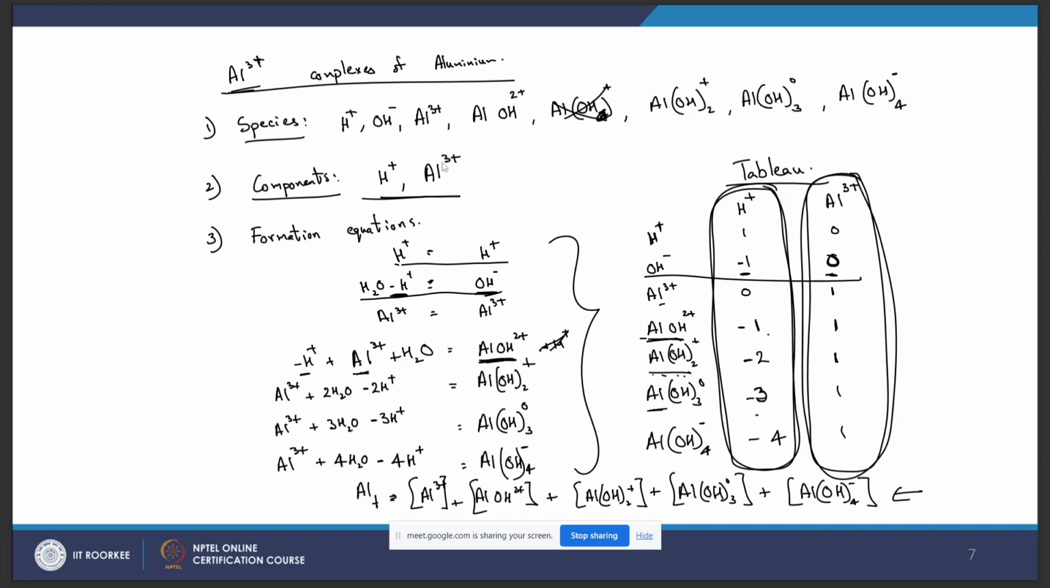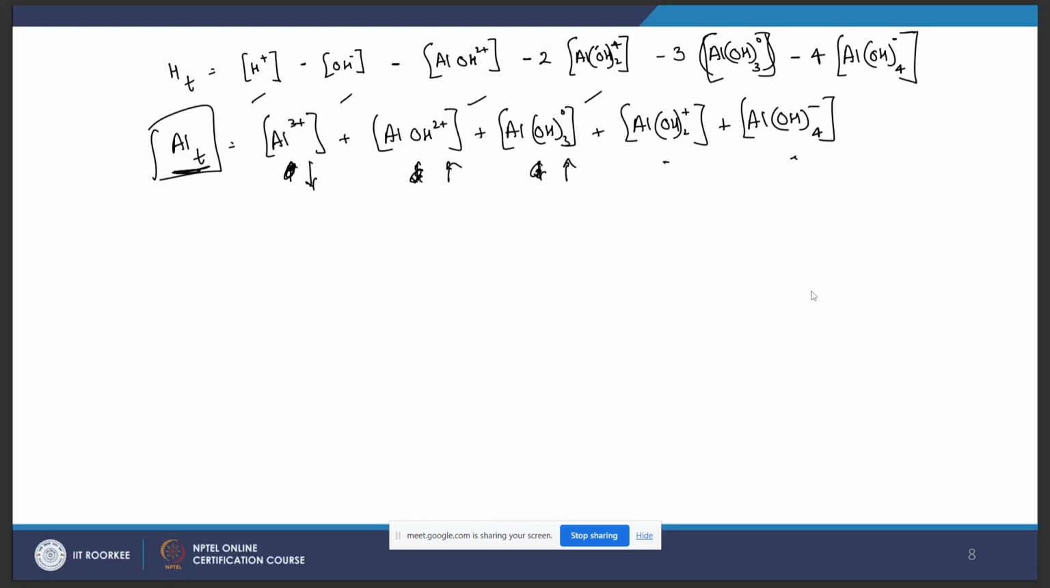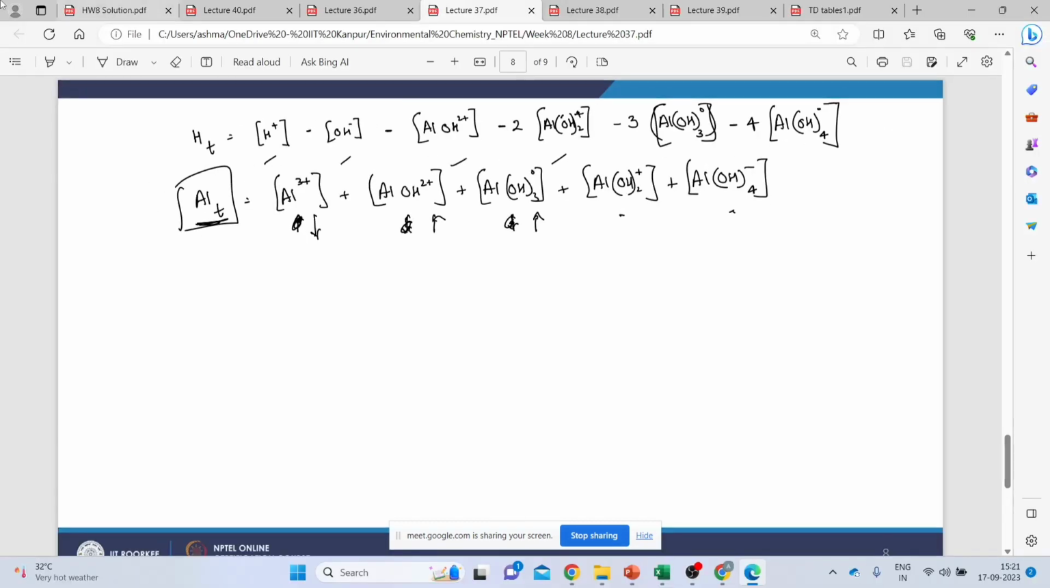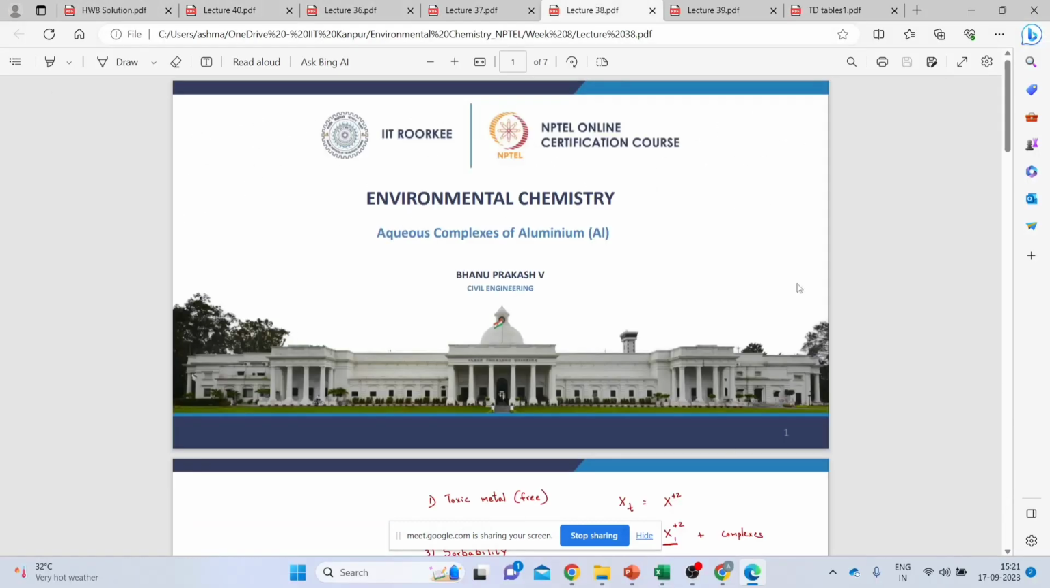First we identify the species, then we identify the components, we write the formation equations, then we write the total concentration of all the components in the system, and like this we get the total concentration of the components in the system. Next, if we are given some values for aluminium and H, then we can directly put them in Visual MINTEQ and do the further calculations. Lecture number 38.